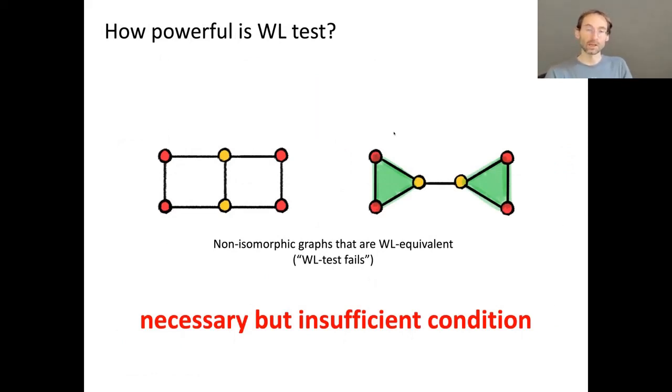There are examples of very simple structures that evade the detection of the WL test. So for example, these pairs of graphs, one of them has triangles and another one doesn't. And nevertheless, from this simplistic color refinement standpoint, they look the same. So we say that in this case, the WL test fails.